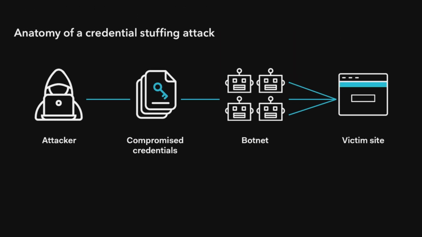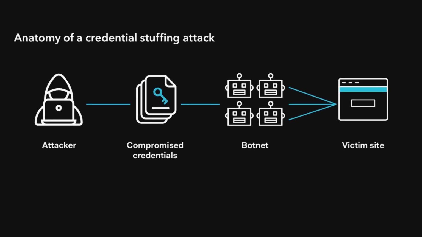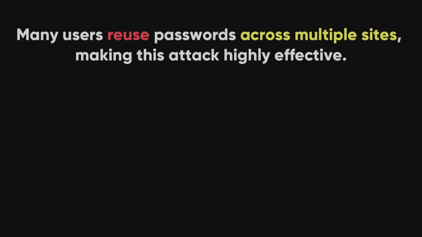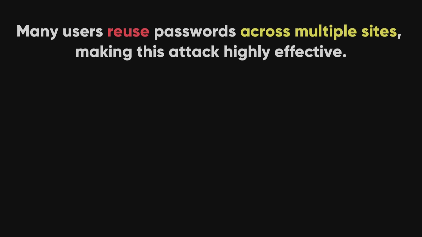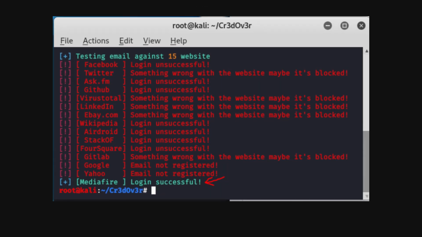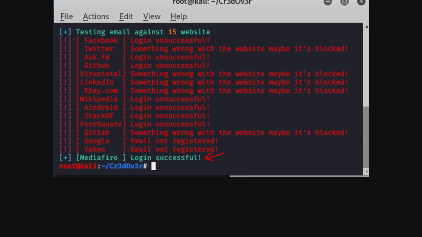Level 7. Credential stuffing. Credential stuffing involves using lists of compromised usernames and passwords from previous data breaches to gain unauthorized access to other accounts. Many users reuse passwords across multiple sites, making this attack highly effective. Hackers use automated tools to attempt logging in to various sites with these stolen credentials, looking for matches.